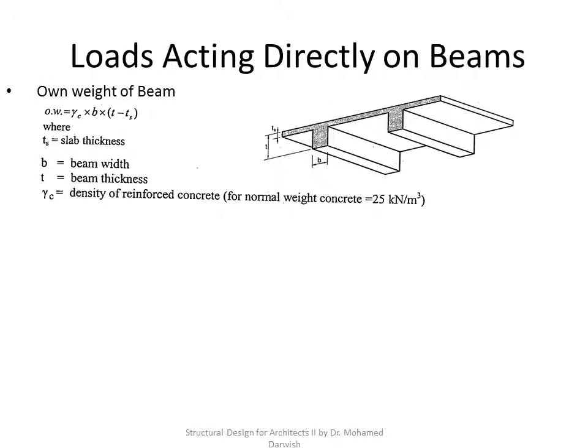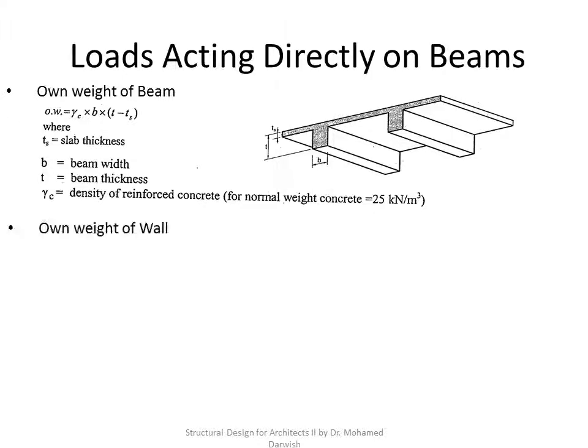So loads acting directly on beams are mainly, a big chunk of it, due to own weight, the dead loads. Dead loads, whether from the beams or from the slabs or from other elements. The own weight of the beam is the cross-sectional area, which is the width b multiplied by the drop thickness, which is t minus the thickness of the slab, multiplied by the density of reinforced concrete, which is 25 kilonewton per meter cube.